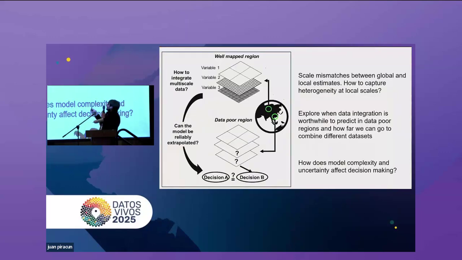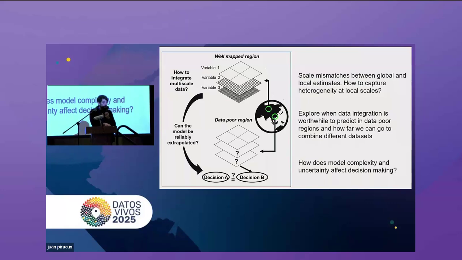So we need to look at these scale mismatches in terms of the use of data. We need to explore when this data integration between the different data sets is good and could be extrapolated to other areas. And hopefully, when we look at how this data can be integrated, we can identify if the decisions that we make with one type of data in one region could be applied to a different region, right?